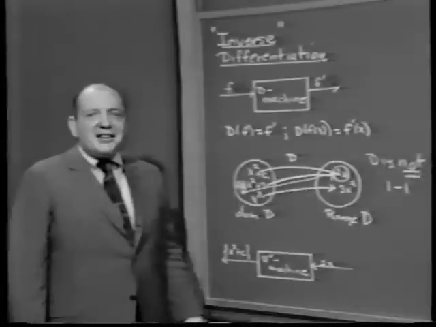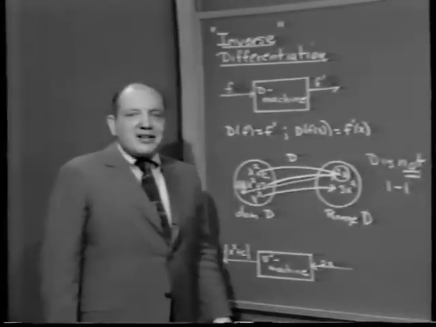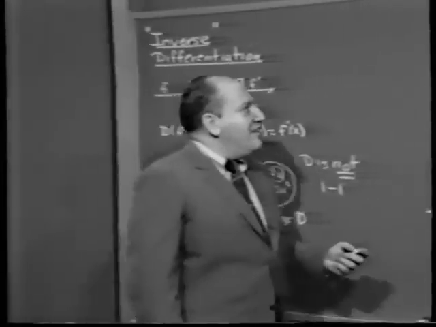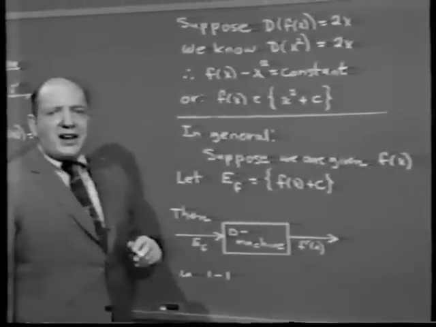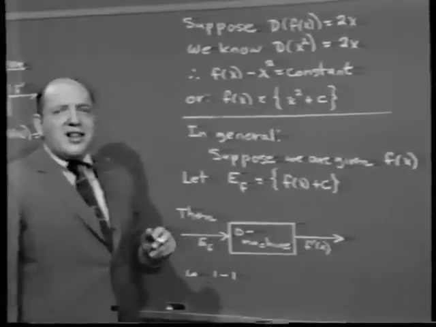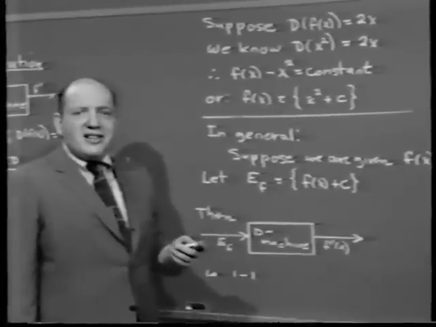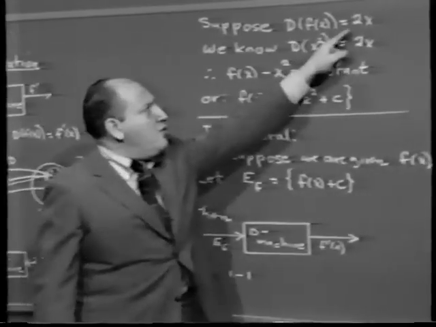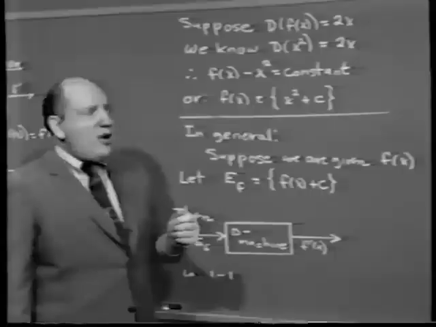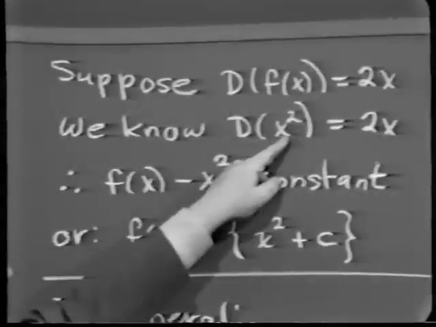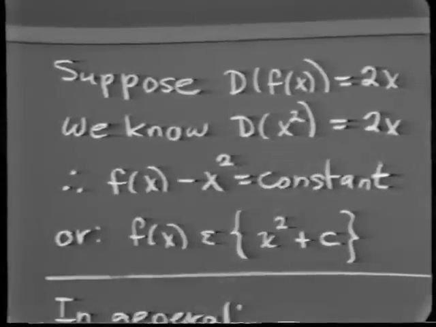And this is exactly where the mean value theorem comes in to help us over here. You see, what we're saying here is, suppose that d of f of x is 2x. All we know is that when you run f of x through the D machine, you wind up with 2x. In other words, what does that mean? F prime of x is 2x.